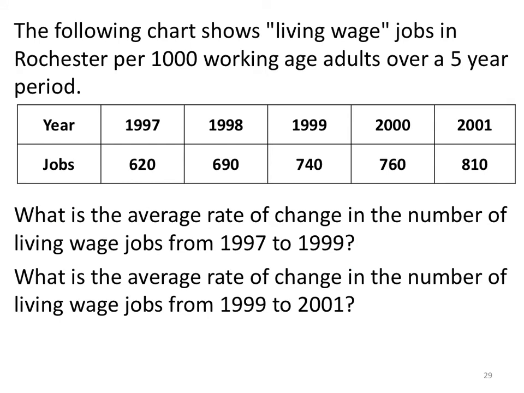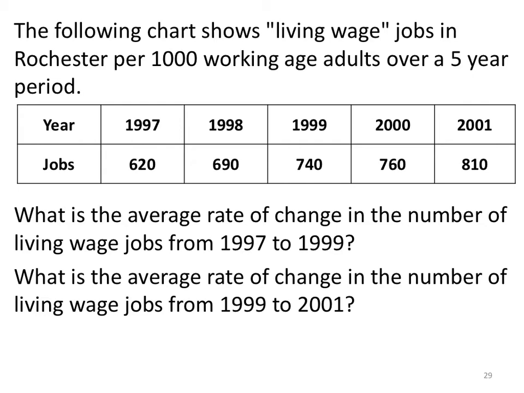All right, for these two, we got this chart that shows living wage jobs in Rochester per 1,000 working age adults over a 5-year period, 97 to 2001. What is the average rate of change in the number of living wage jobs from 97 to 99? And then we'll do 99 to 2001 as well. Okay, so we're not really looking at any of the values between these.